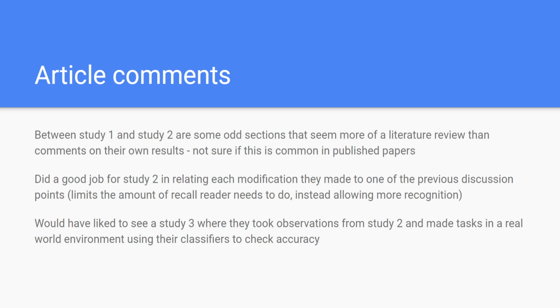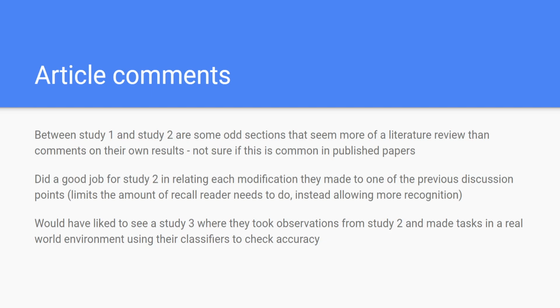I feel like they did a good job explaining study 2 because for each modification they made to study 1, they also gave the heading for the section where they discussed the reasoning for this change. And this goes into some human-computer interaction principles of, by doing this, it limited the amount of recall the reader needed to do and instead allowed recognition. So when you're processing information and you have to remember something, recall is more difficult because then you have to bring it up by yourself, whereas recognition jogs your memory essentially to give you a way of remembering what it is, which is pretty good. That's just a nice thing that I liked about it.